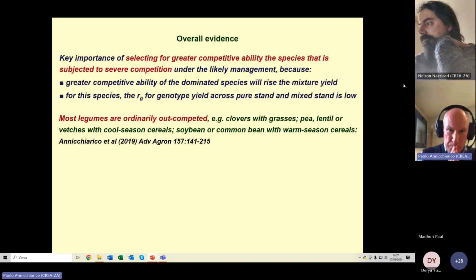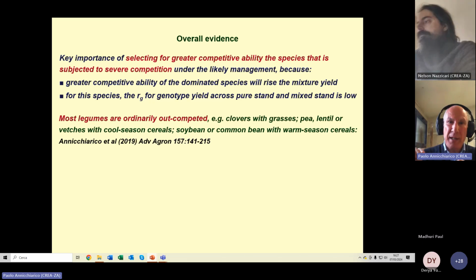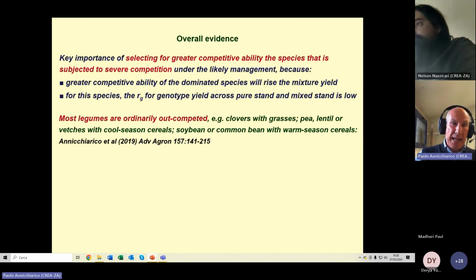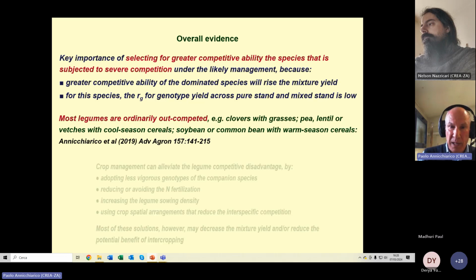So the overall evidence, I would say, is the key importance of selecting for greater competitive ability the species that is subjected to severe competition under the likely management, because greater competitive ability of the dominated species will raise the mixture yield. And for these species, the genetic correlation for responses of the genotypes across pure stand and mixed stand tends to be low. And as I anticipated, most legumes are ordinarily outcompeted: clovers by grasses, pea, lentils, and vetches by cool season cereals, soybean or common bean by warm season cereals, meaning that in many cases we need to select legumes for intercropping, specifically for intercropping.